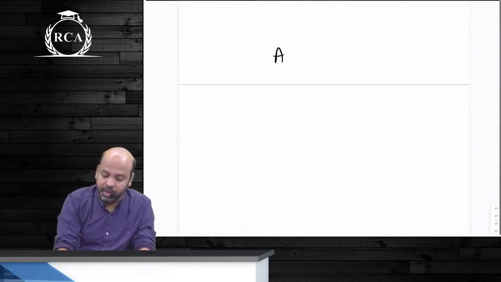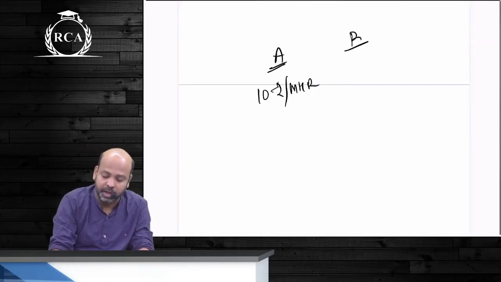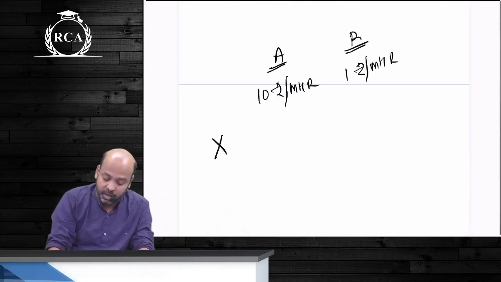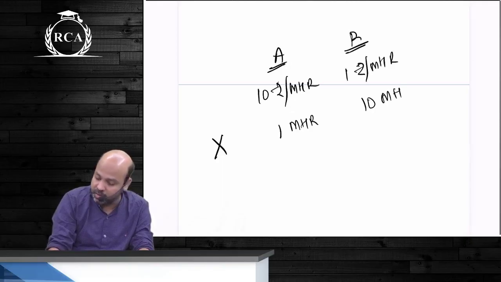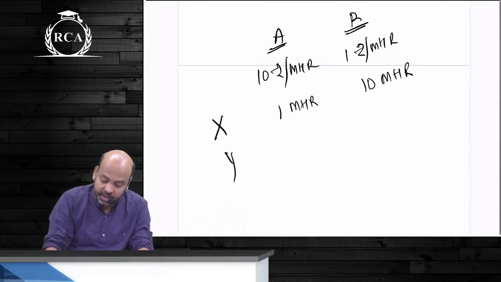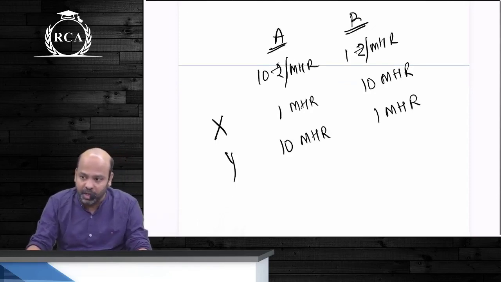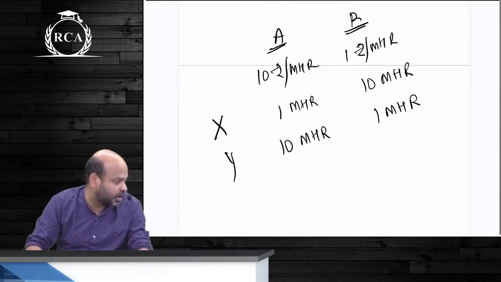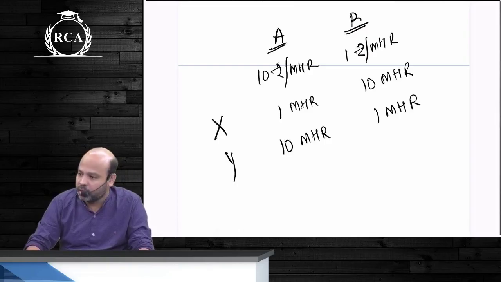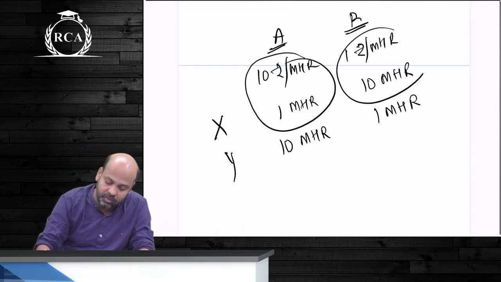Let's say department A का rate is 10 rupees per machine hour as an example. Department B का rate is 1 rupee per machine hour. There is product X that needs 1 machine hour here and 10 machine hours here. There is product Y that needs 10 machine hours in the first department, 1 machine hour in the second department. If I follow blanket rate as such, I will end up allocating a very less share of expenditure to product Y. You see here 10 rupees into 1 plus 1 rupee into 10.